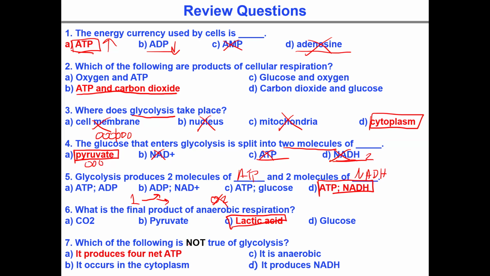Finally, which of the following is not true of glycolysis? It is going to produce 4 net ATP. Remember, in this case, we're only producing 2 ATP from that split.